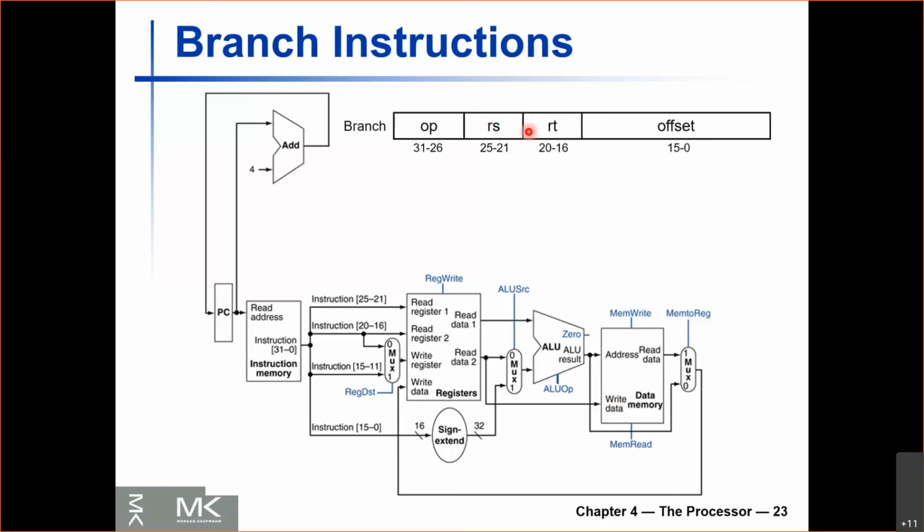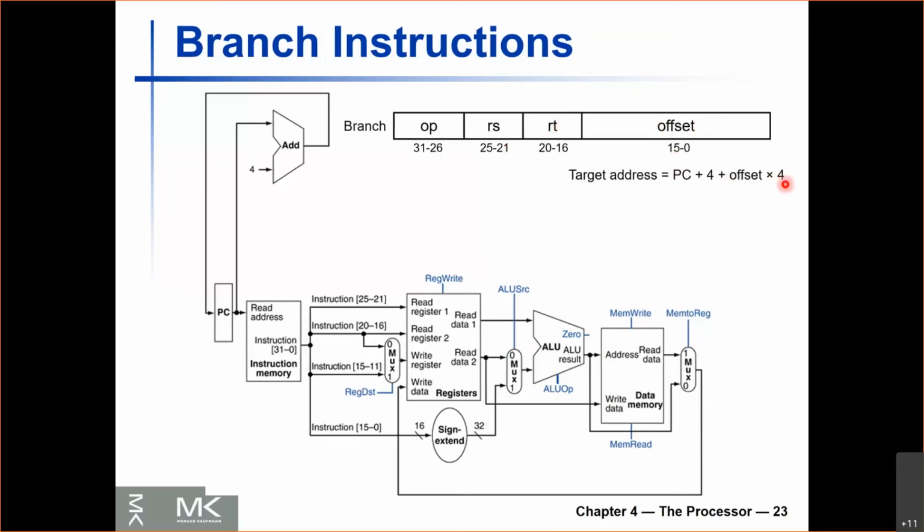We have RS and RT, which are source registers, right? So RT is a destination register for load and for add immediate, but it is a source register for store and for branch, okay? So RS and RT are two source registers, and this offset is what we will use to calculate the target address. And we know that branches use PC relative addressing, so the target address is going to be PC plus 4 plus offset times 4.